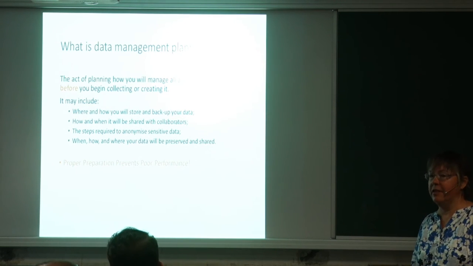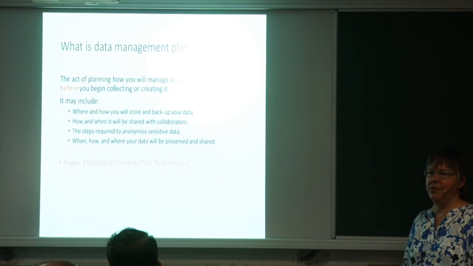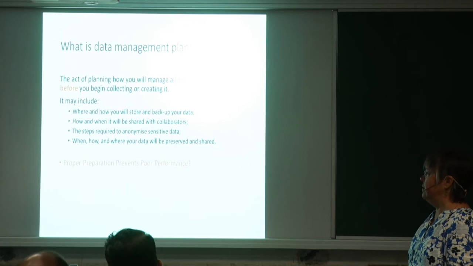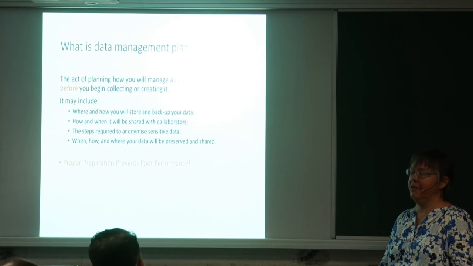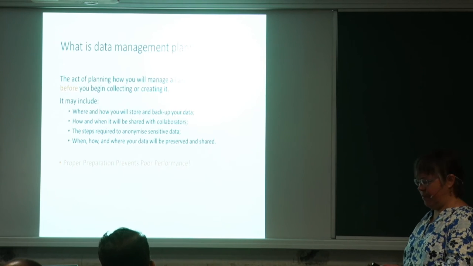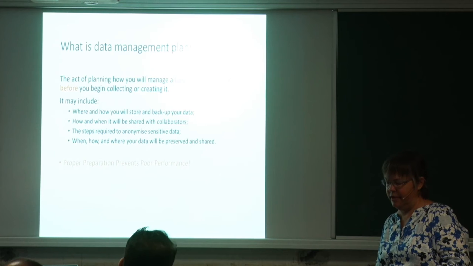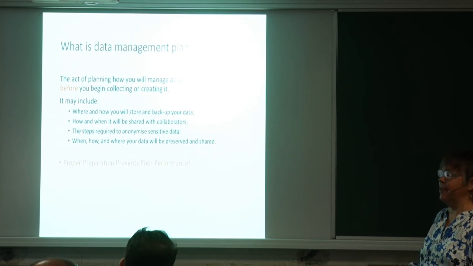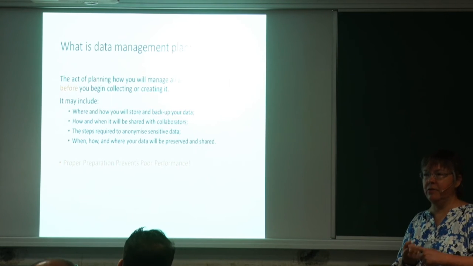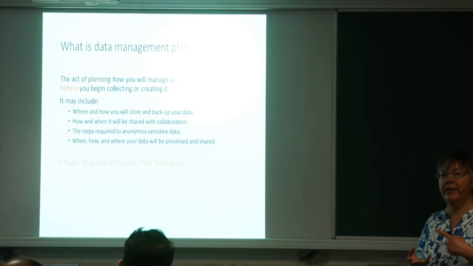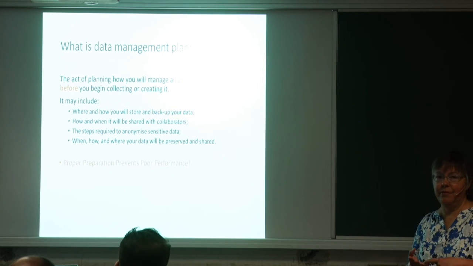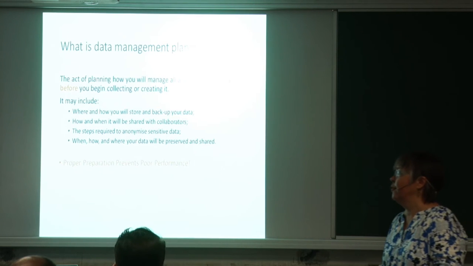How it will be shared with collaborators, that's a good thing to think of in advance. Who owns the data question? If you have collaborators, who has rights to the data? And the steps required to anonymize any sensitive data, it has to be thought of in advance before you collect this sensitive data. Otherwise, not a very good steward of the data. When, how, and where your data will be preserved and shared. So to me, that's the number one reason to plan, to write a data management plan, is so that you know how you get to that endpoint of sharing at the end. So in order to share, I need to do consent this way, I need to document that way, maybe I need to have 20% of this postdoc's job to be data manager, otherwise it won't get done.